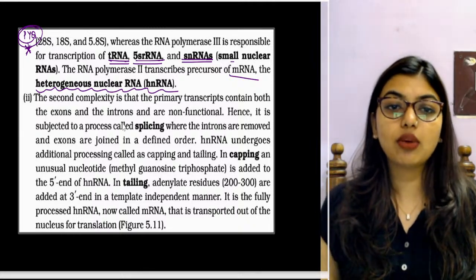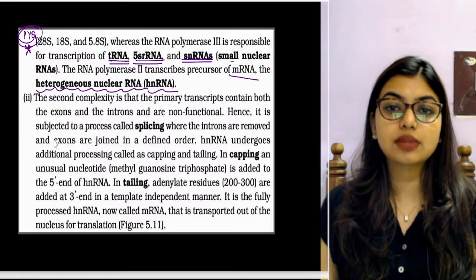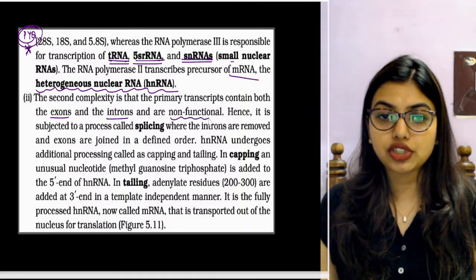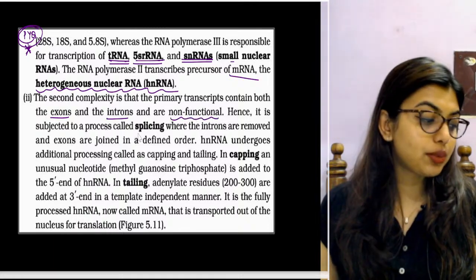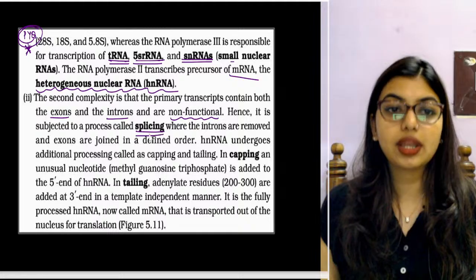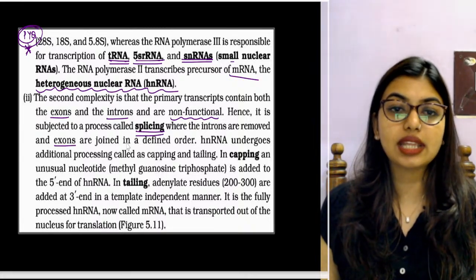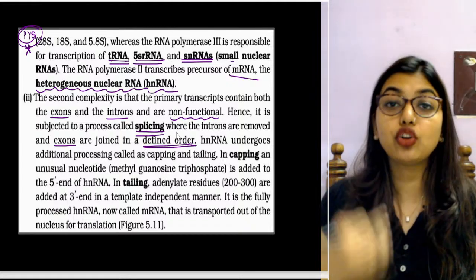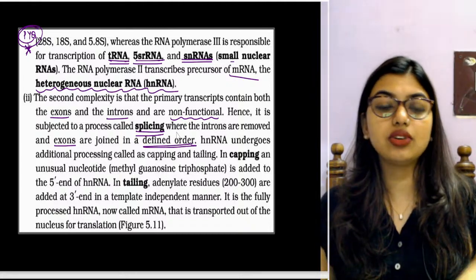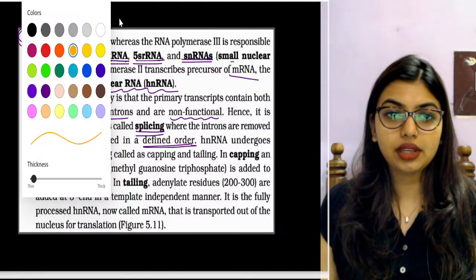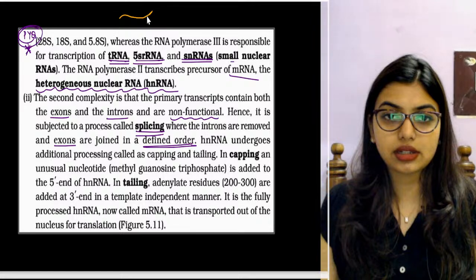Now the second complexity is that primarily the transcripts contain both the exons and the introns and are non-functional. Hence they are subjected to the process called splicing, where the introns are removed and the exons are joined in a defined order. I told you this in yesterday's class, what is going to happen if this is the, okay, I think this color is visible.